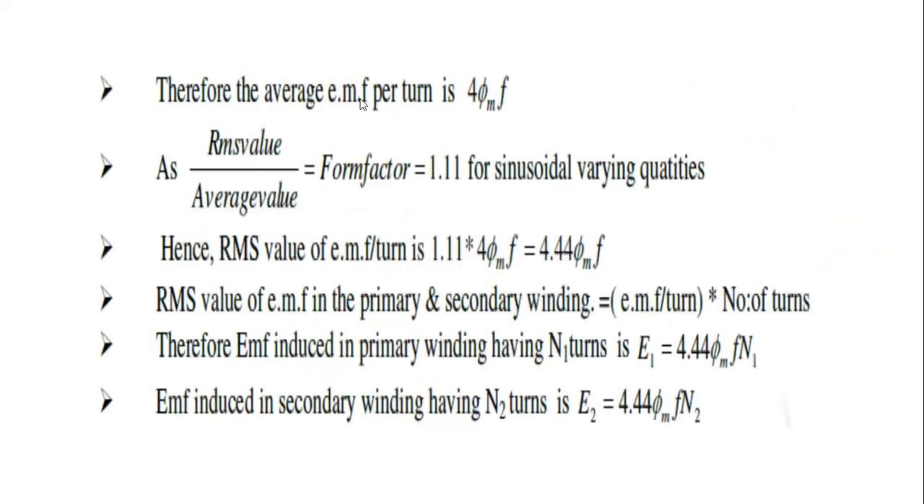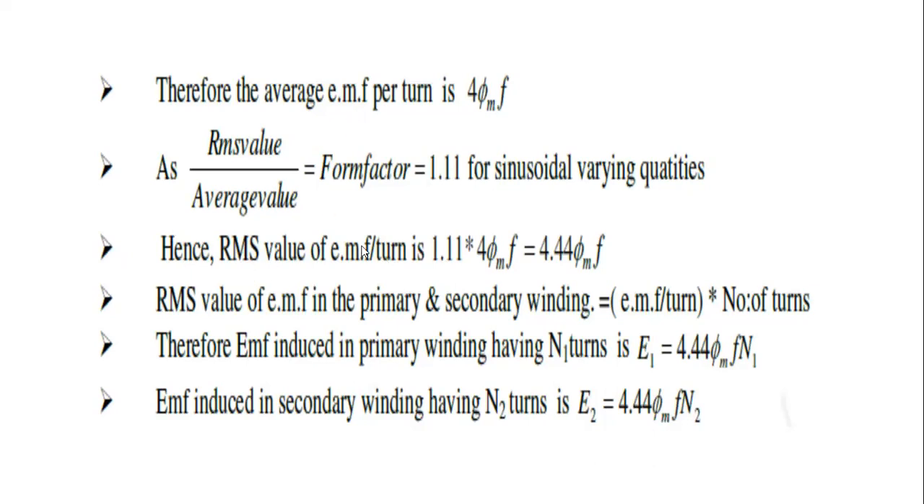Therefore, the average EMF per turn, that is 4φm f, and the RMS value divided by the average value is the form factor. Its value is 1.11 for a sine wave. Therefore, we multiply by 1.11 when we are obtaining the RMS value.